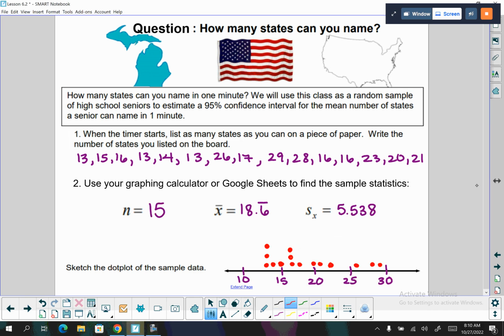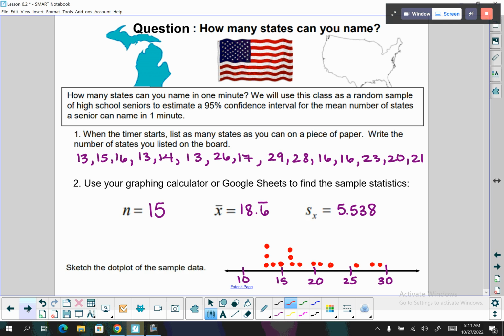All right. Here's what I got. So sample mean from the calculator, 18.6 repeating, or if you round it out to 18.667. Sample standard deviation, 5.538, and then I just made a quick little dot plot. Not quite normally distributed, but again, we have a small sample size, so we'll assume the population is. Okay, any questions on that?